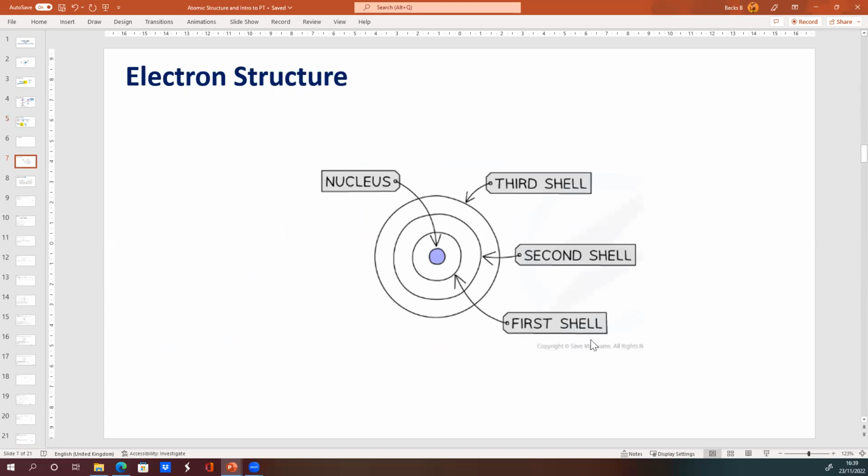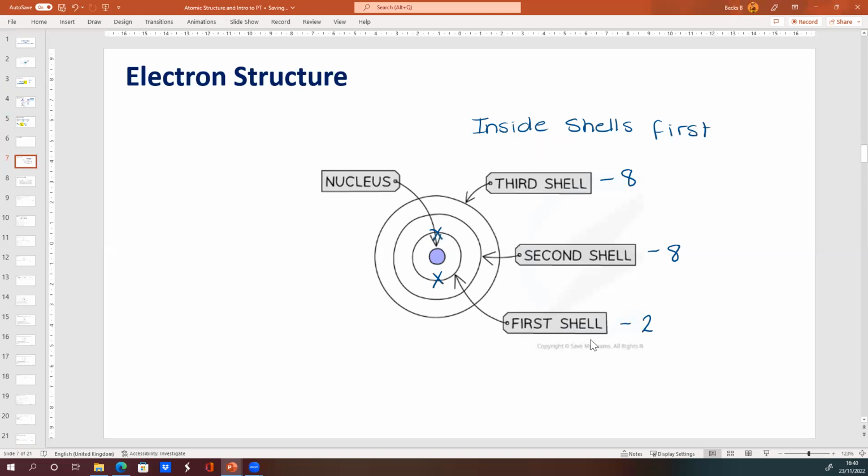Right, electron structure is a quick reminder of where these electrons go. So the first shell can hold 2 electrons, and we usually see them drawn opposite one another because they have the same charge, so they will repel one another. However, it doesn't matter. As long as you get the correct number on that shell, absolutely fine. Second shell can hold 8, and the third shell can hold 8. And we fill the inside shells first.